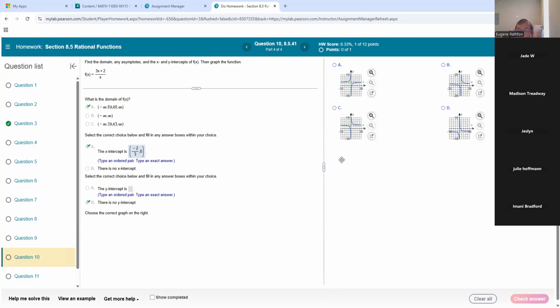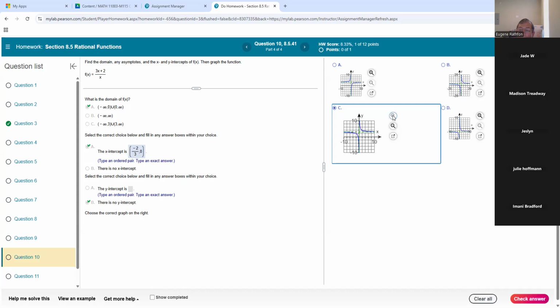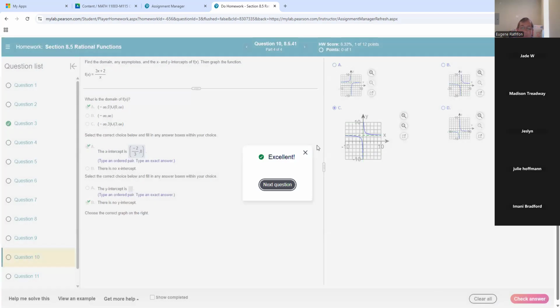So, I'm thinking C here, right? Let me make that bigger. I think that's C, right? See, the left side is almost at the 3. That dotted line is at 3 right there, and it goes down, and then the right side. Yeah, I think that's going to be C on that one. And then you're going to check your answer.